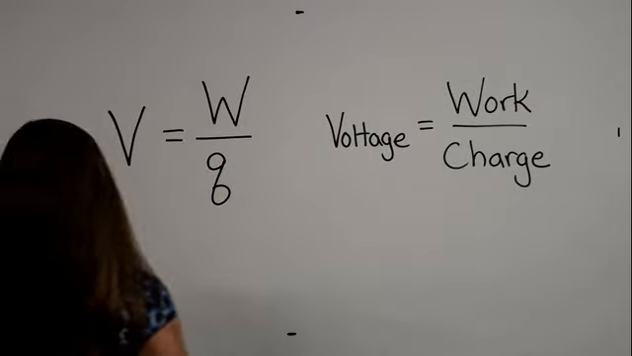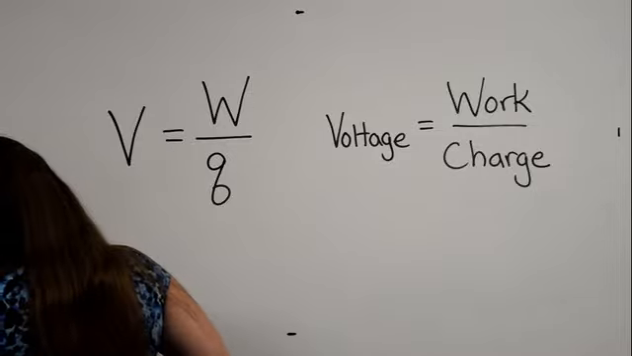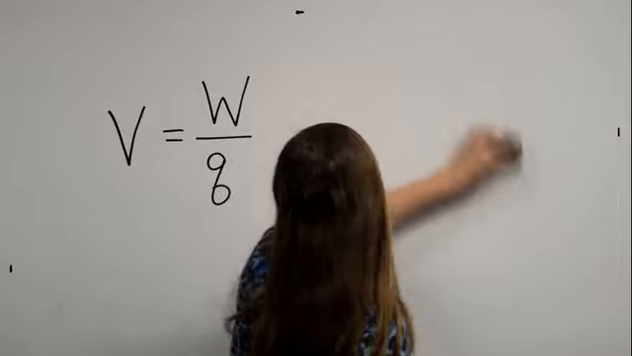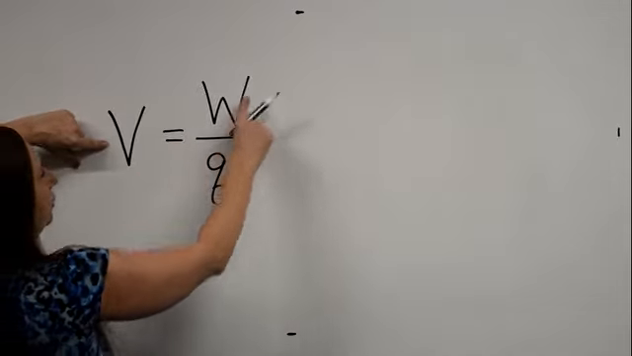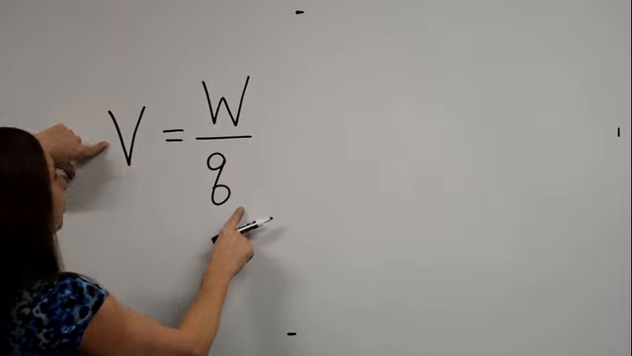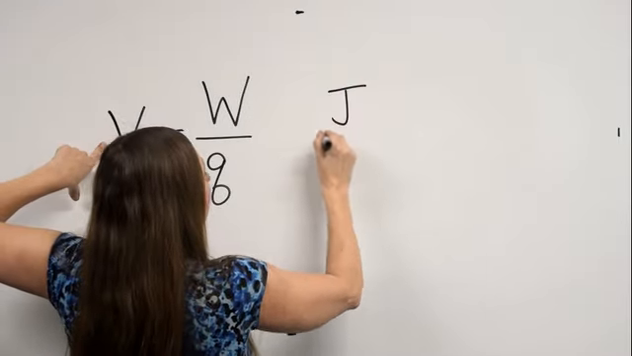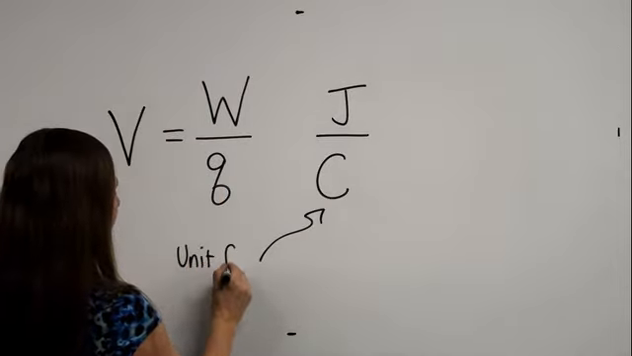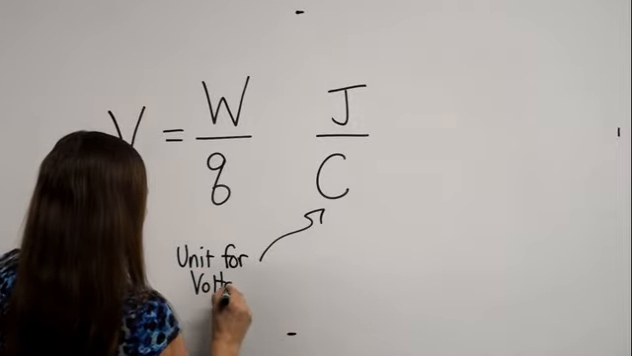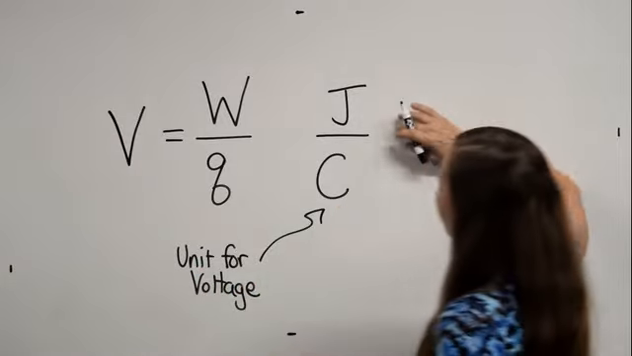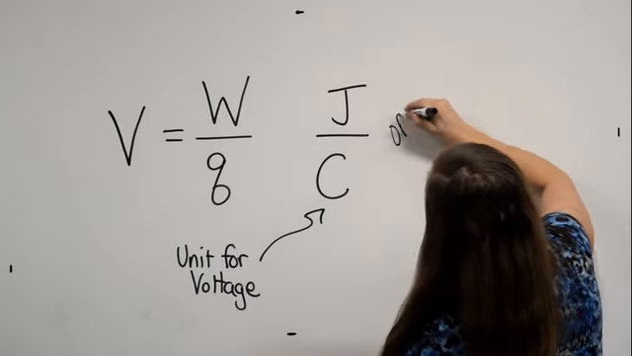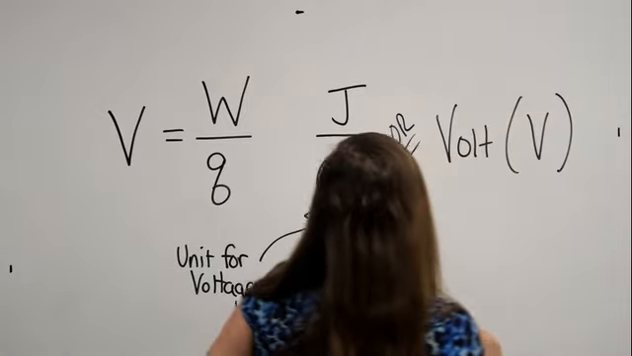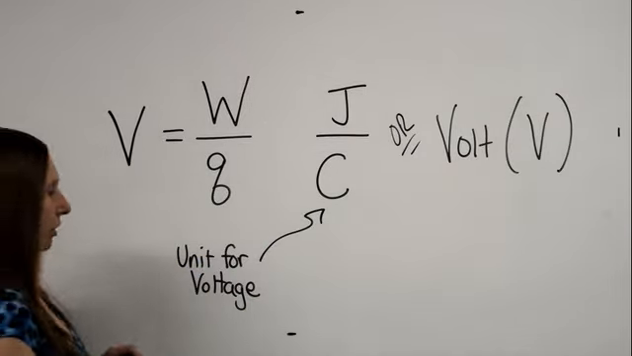Now, we should also derive the unit. I forgot the unit. Let's derive the unit for voltage. The unit for voltage is going to be the unit for work divided by the unit for charge. So it's going to be joule per coulomb. That's the unit for voltage. And the special name for a joule per coulomb is a volt, and that's also a capital V. A joule per coulomb is also known as a volt.